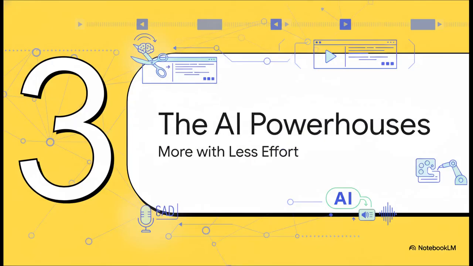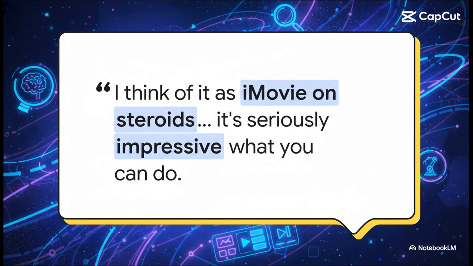Okay, so now that we've got the basics covered, let's level up. This next category of editors uses the power of artificial intelligence to automate all the complex and time-consuming stuff, letting you get these professional results with just a few clicks. It's pretty amazing. And first up in this category is CapCut.